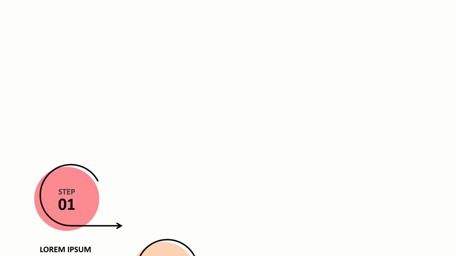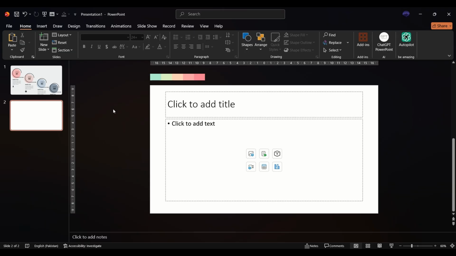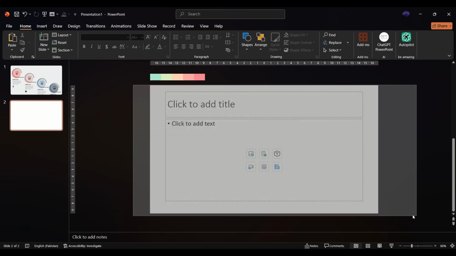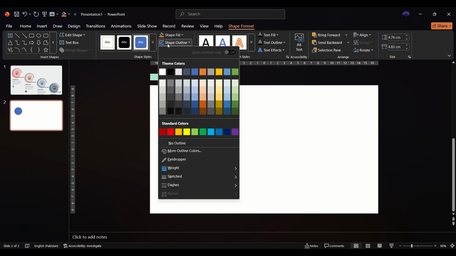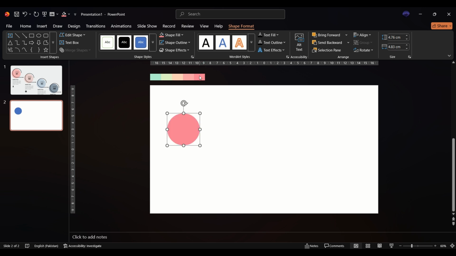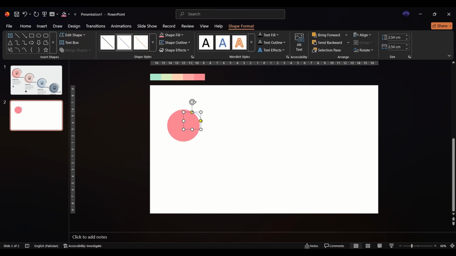So let's make this amazing infographic design in PowerPoint in just a few minutes. So let's start. The first thing you have to do is open up a blank slide, then remove everything from it, insert a circle here, change this color if you want. Here we go.